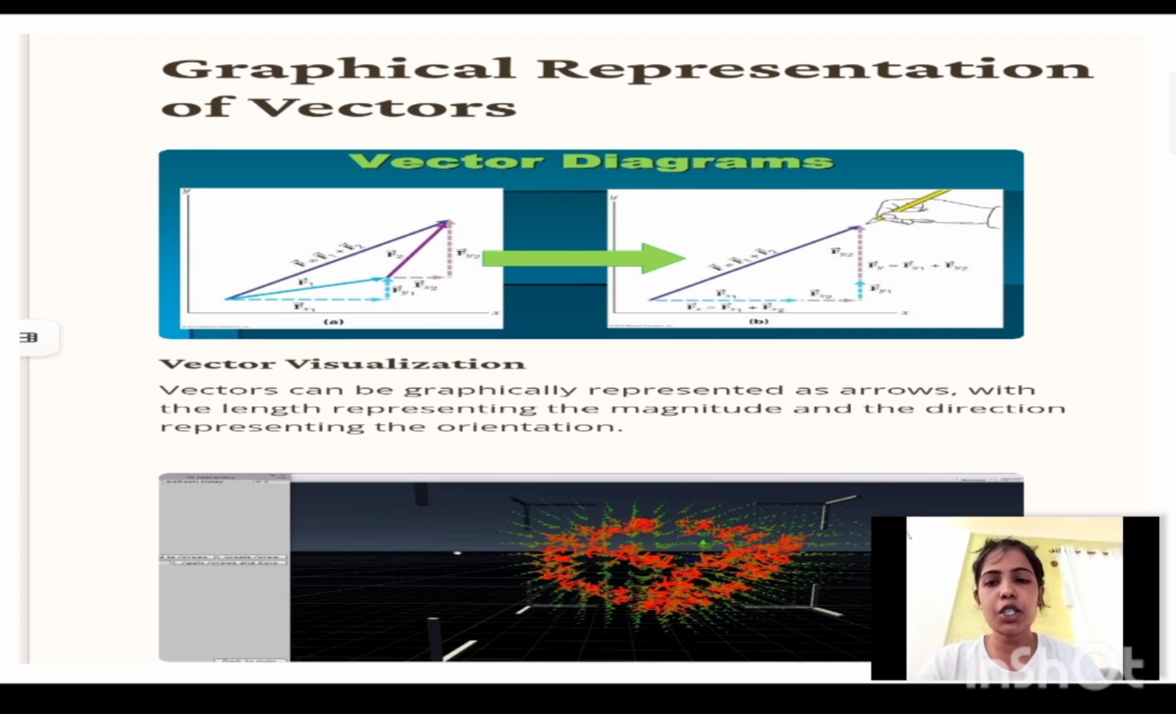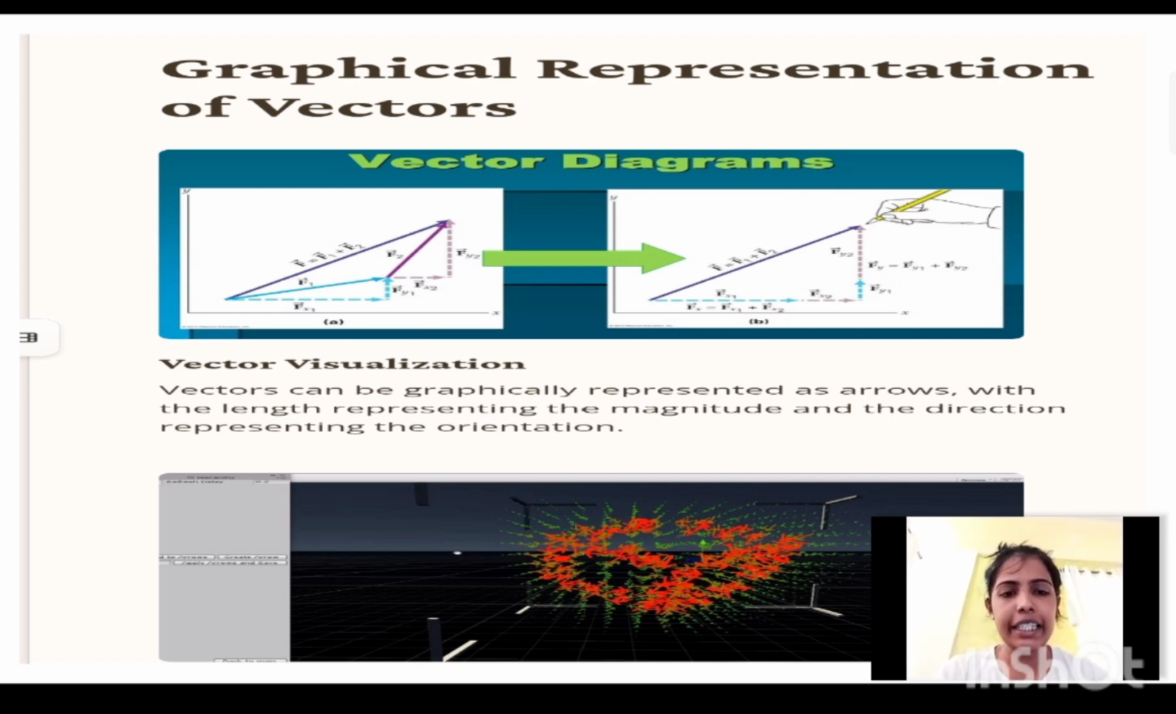Vector diagram. In the diagram on the left-hand side we can see F1 and F2 together make F, where F is equal to F1 plus F2, whereas F1 is making a small isosceles triangle with Fx and Fy, and the one above, F2, is making Fx2 and Fy2. Later on we take a small part of it and name it b. From there we combine Fx1 and Fx2, and Fy2 can also be written as y2x1 plus y2x2.